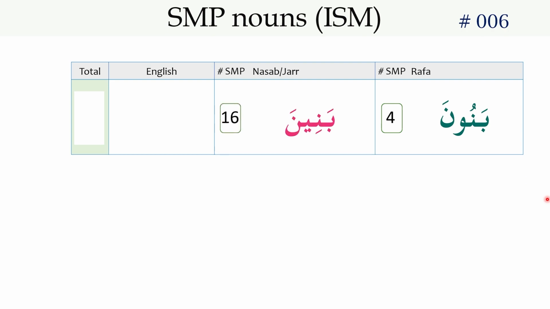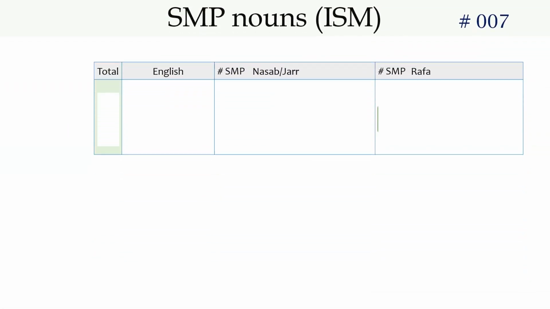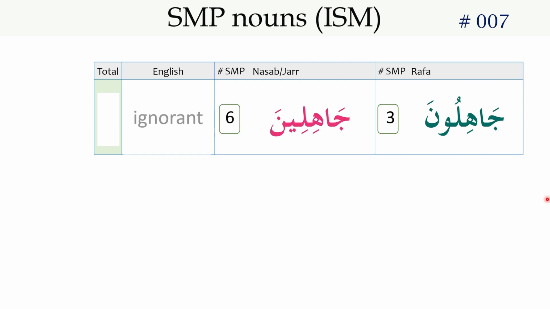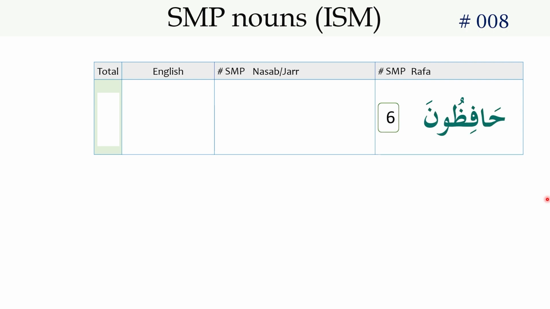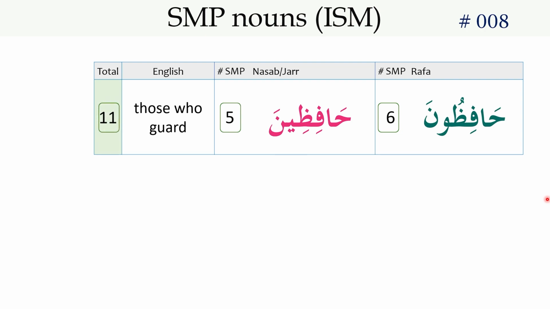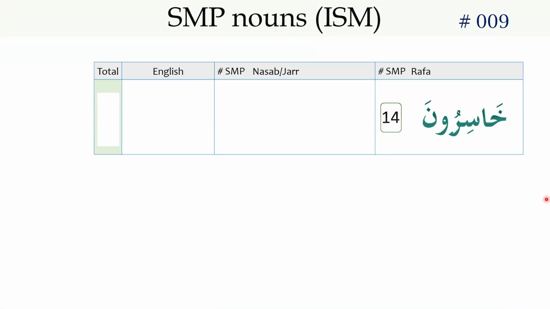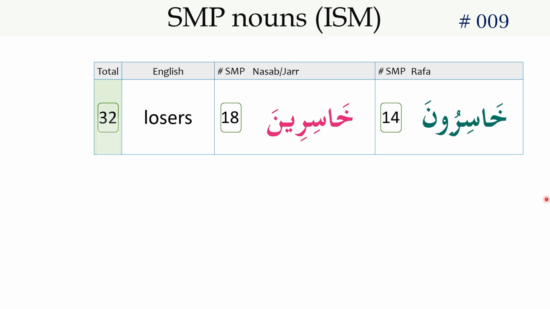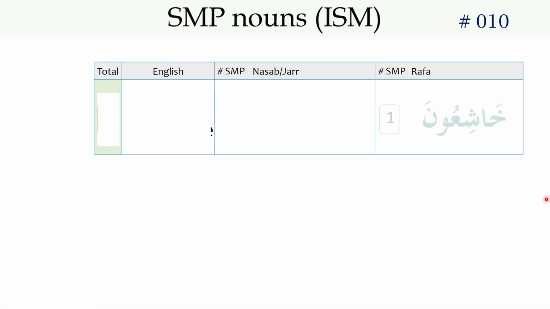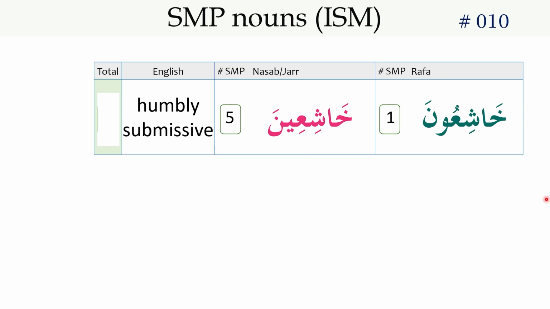Banuna, banina, children, sons. Jahiluna, jahilina, ignorant. Hafizuna, hafizina, those who guard. Khasiruna, khasirina, losers. Khashi'una, khashi'ina, humble, submissive.